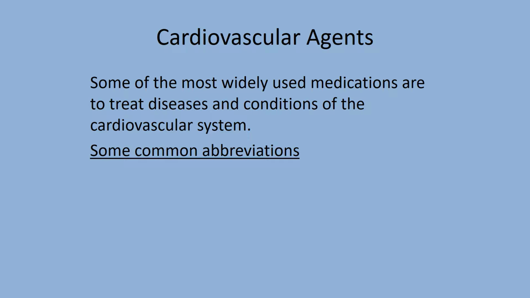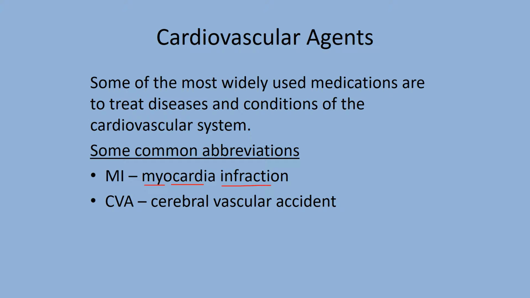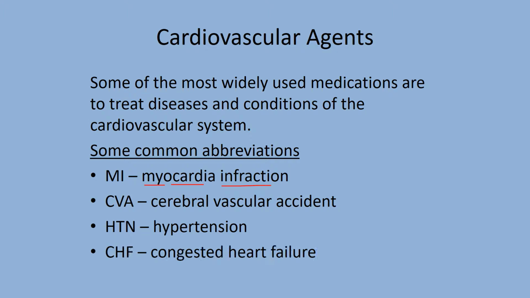So again, those common abbreviations. MI, myocardial infarction, that is a heart attack. So this is literally heart muscle death due to lack of oxygen. Cerebral vascular accident. Now these are just strokes, anything that's clot, any vascular clots in the brain. We just call them strokes these days. Hypertension, HTN or HBP, high blood pressure.